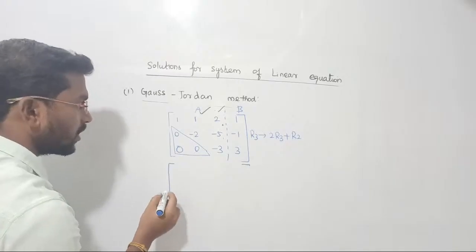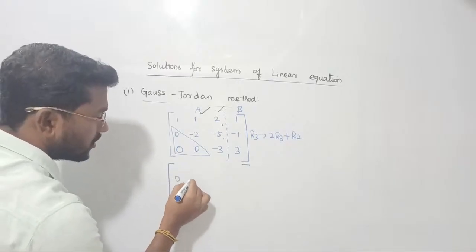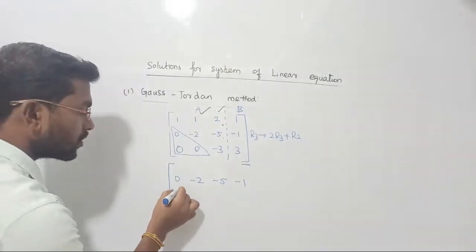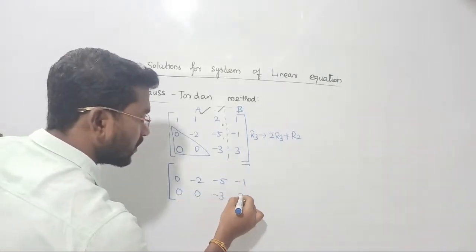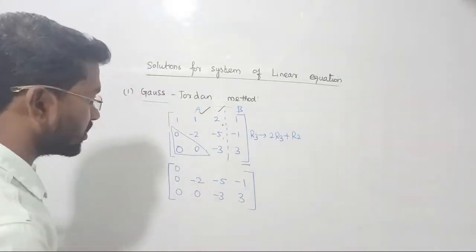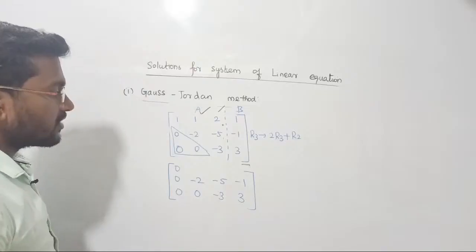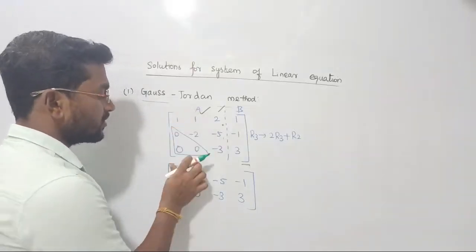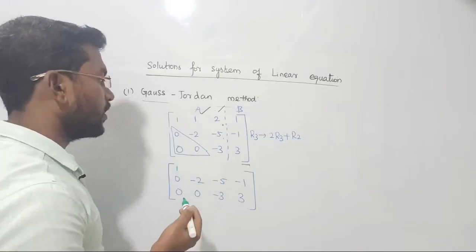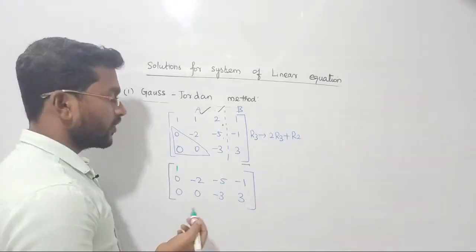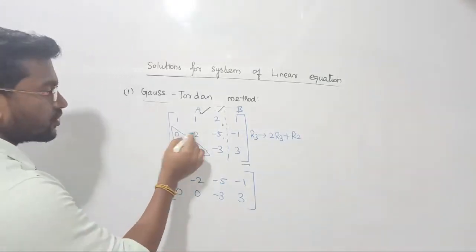Now what can we do for that? Let me write the updated rows. Second row: 0, minus 2, minus 5, minus 1, there is no change in the second row. Third row: 0, 0, minus 3, 3, no change in the third row. In the first row, the first value is 0, no change, but I have to make the second value 0. So for that, what do I have to do? Very simple, either you can go with this one or this one.